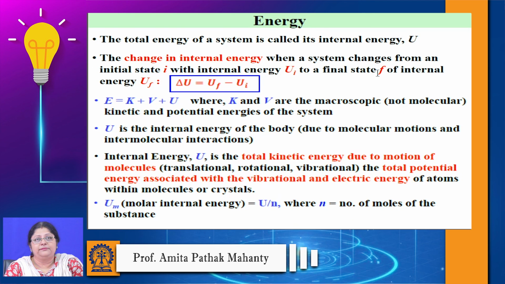Total energy of the system is called the internal energy of the system. The change in internal energy is a state function, so it is always given by only the initial and the final state. The difference between the final and the initial gives you the total change in internal energy. We do not find out the total energy as such. We always calculate the internal energy change, because the total energy actually depends on the potential energy and the kinetic energy of the molecules. So those absolute values we are not going to calculate.